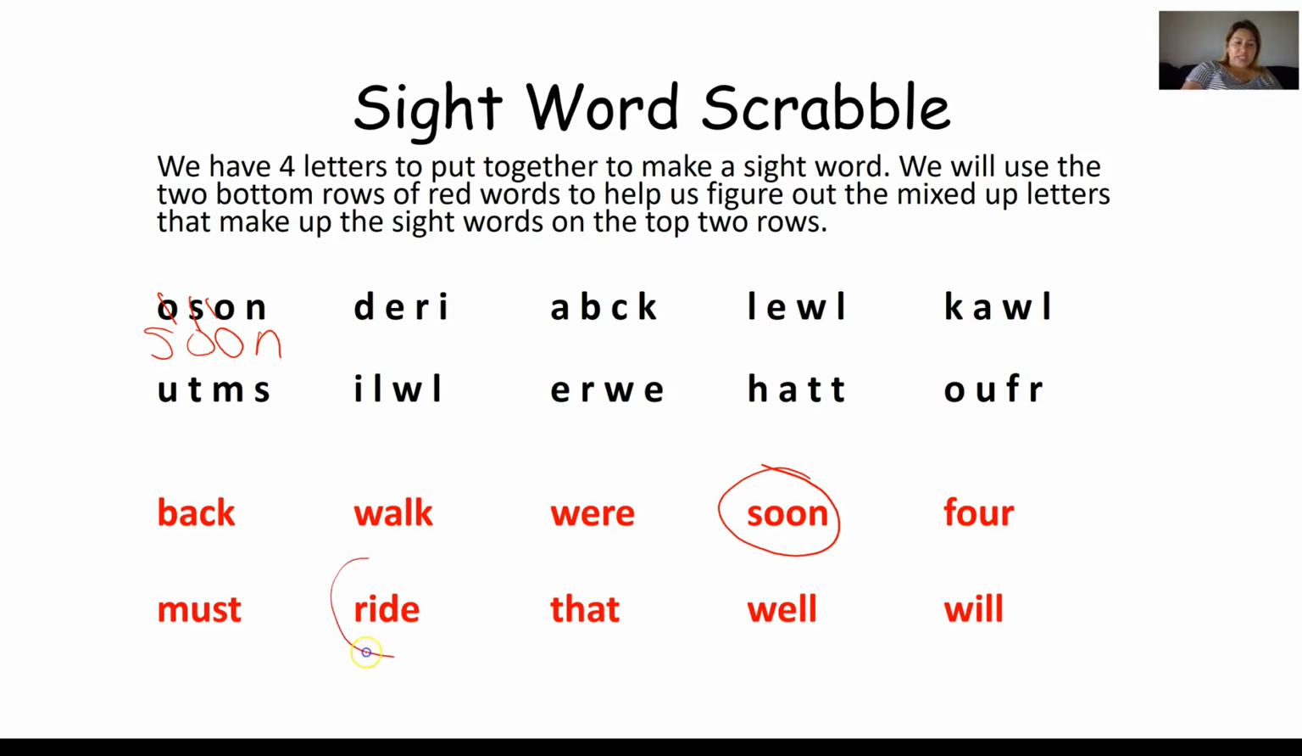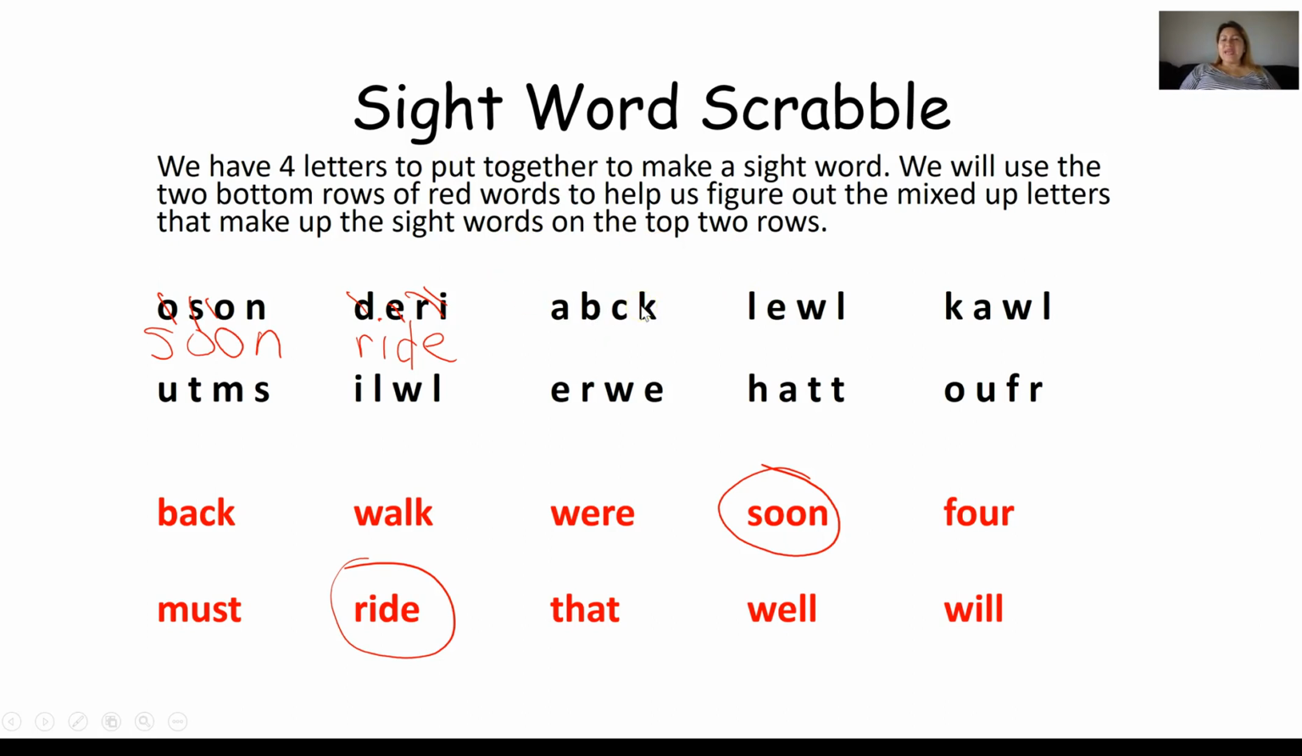All right, so I am going to circle it. So the first letter in that sight word is an R. So I am going to write my R, cross it out. Okay, then I have an I, cross it out. Then I have a D, cross it out. And last I have an E, and I am crossing that out. Okay, so what sight word is that? Correct, ride. All right, so I'm looking at my next group of letters here.